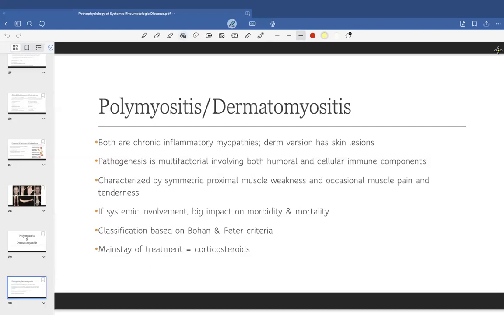If there is systemic involvement, as you've seen with other rheumatologic conditions, it significantly affects morbidity and mortality. So poorer outcomes in those with other organ system involvement. Mainstay of treatment right now is steroids. And as you know, steroids have their own drawbacks.